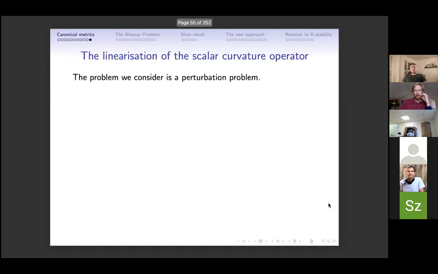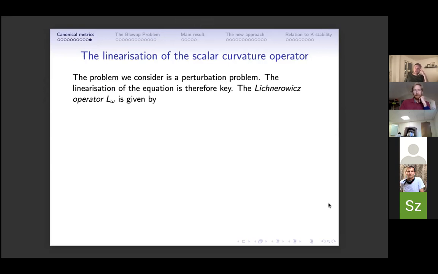Okay, so the problem that I'm considering today is a perturbation problem, meaning we're going to start with a metric that solves this equation or is close to solving that equation, and then we want to perturb it in a different setting into solving it. So we change the situation slightly, and then we want to perturb to actually solving it in a new situation as well. And in those kinds of problems, the linearization of the equation is really key.